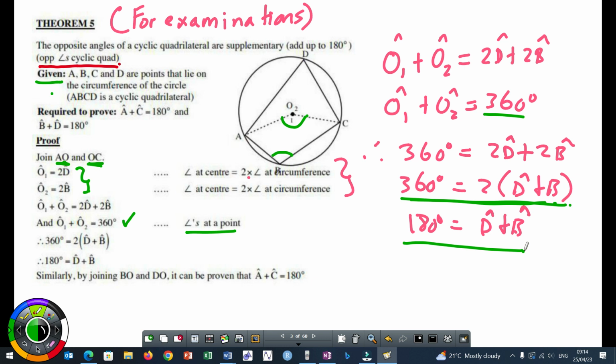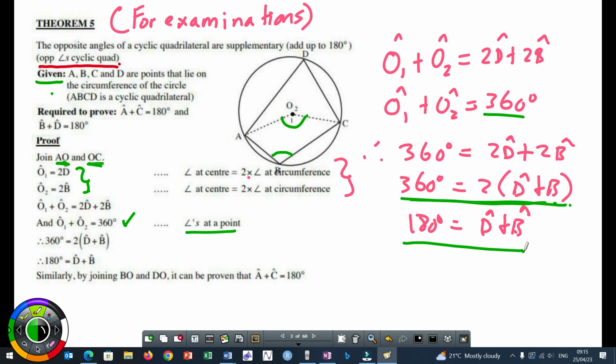If you want to prove that angle A plus angle C add up to 180, you construct 2 radii, from O to D, another one from O to B. That will be a different orientation, in terms of which pair of opposite angles you want to prove that their sum adds up to 180 degrees. So that's it. This proof comes in examinations. When you write your junior examination, there is going to be a proof on circle geometry, either theorem 1, theorem 2, or theorem 5.